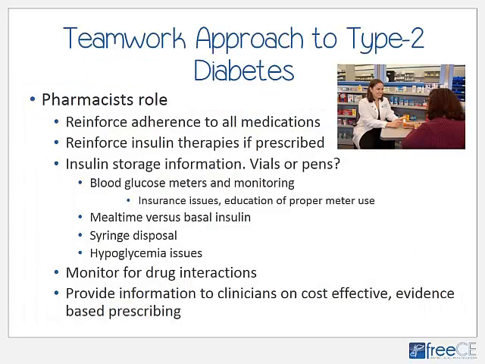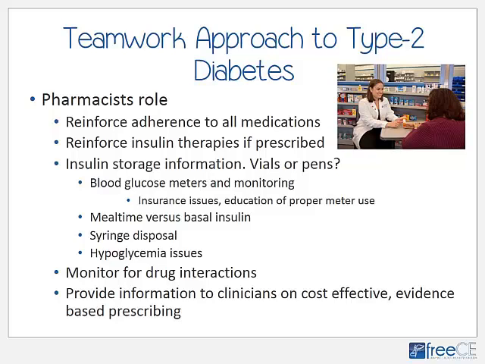Let's talk about the teamwork approach to type 2 diabetes, and this is something we pharmacists are going to take a bigger and bigger role in as each year continues, as we get more diabetic patients who require more monitoring. The pharmacist's role right now is to reinforce adherence to all medications. Make sure your techs are taking a look at late refills and informing you so you can go out and talk to those patients and reinforce to them the need to take their medications.